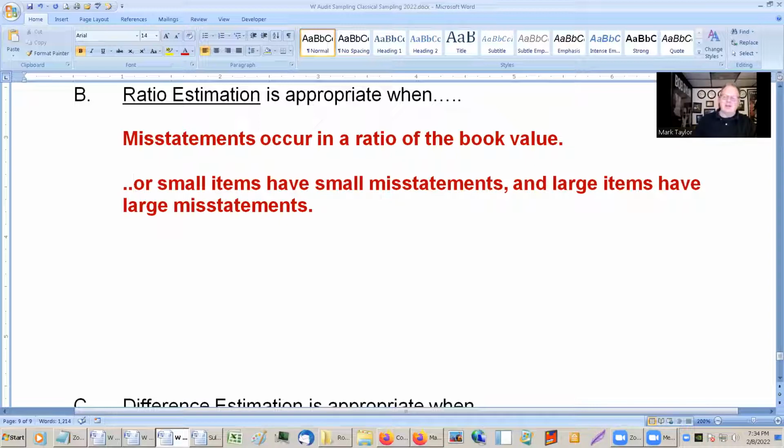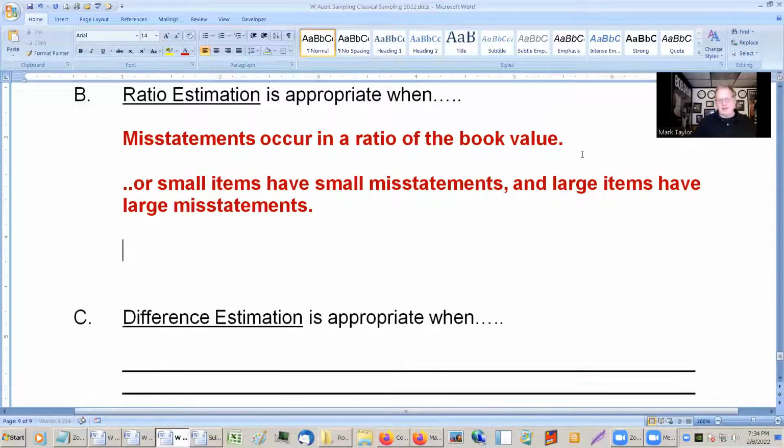And it's kind of intuitive. If you had a $50 account, it's probably not going to be off by $5,000. On the other hand, if you have a $200,000 account, it might be off by $5,000. That's a ratio of the items. And by the way, in my humble opinion, this is probably the most useful one.